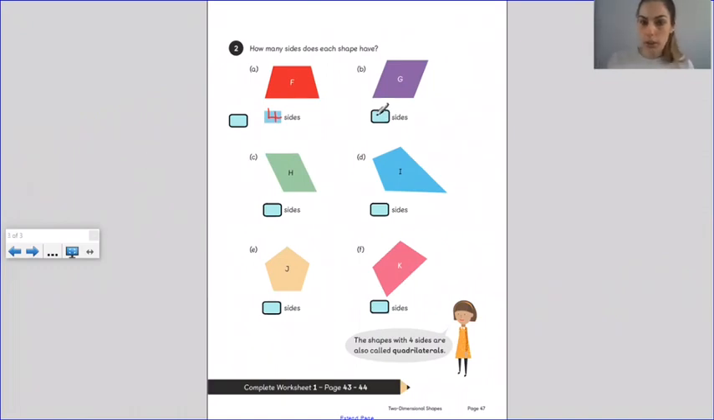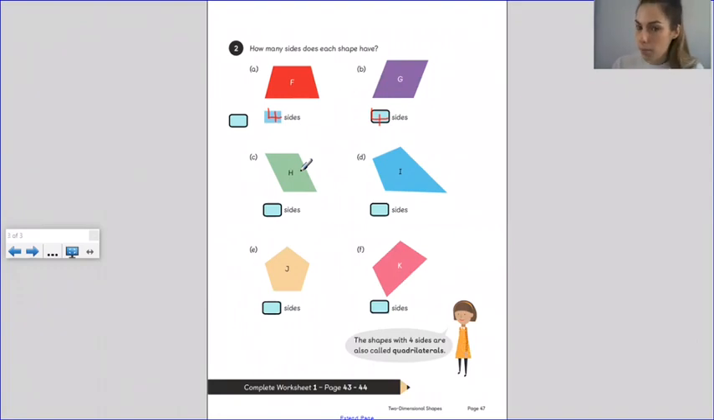Okay, next one. Are you ready? We'll just write it on top. How many sides? 4. And what do we call a 4-sided shape? A quadrilateral. Oh, what about this one?